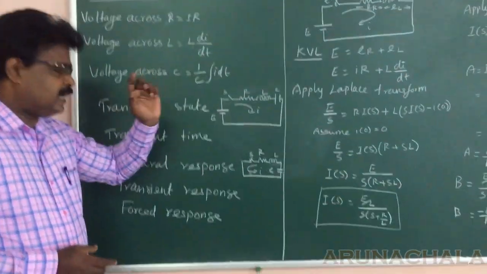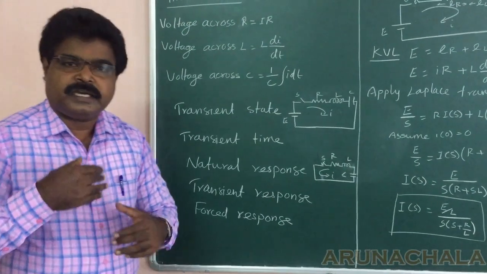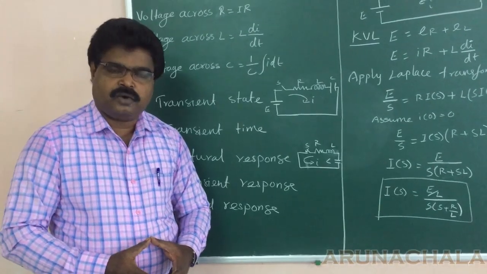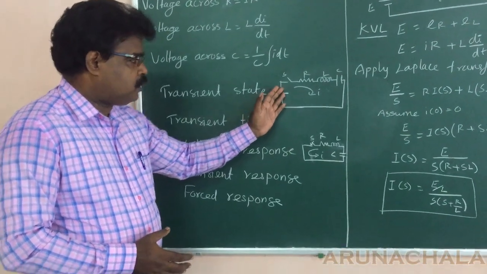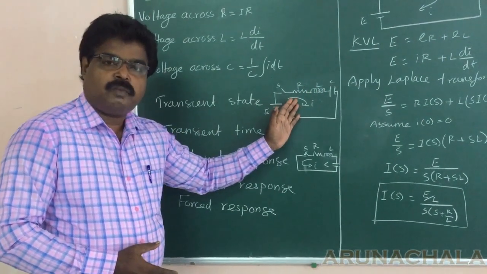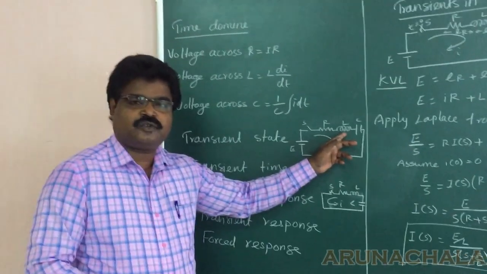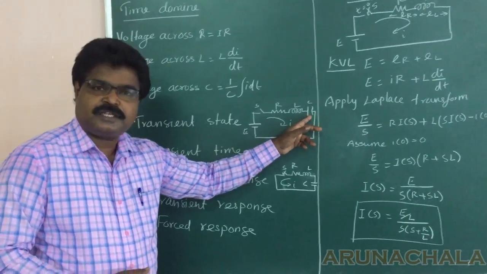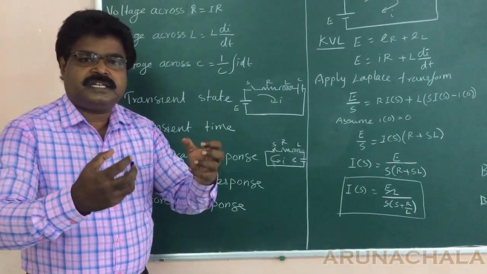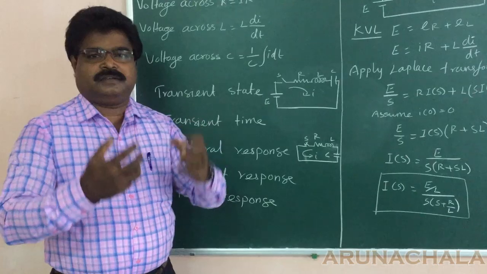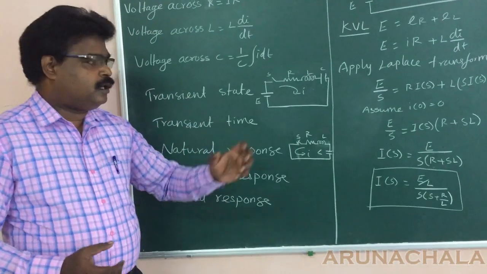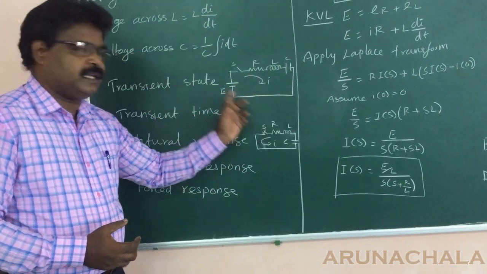If you switch on the excitation, if you give excitation into the circuit, the current flow into the circuit will take some time, because the inductor is an energy storing device and the capacitor is an energy storing device. So initially they will store energy in it. That will take a small time. Then only a steady current will flow through it.